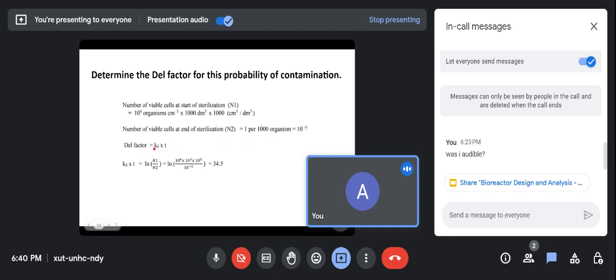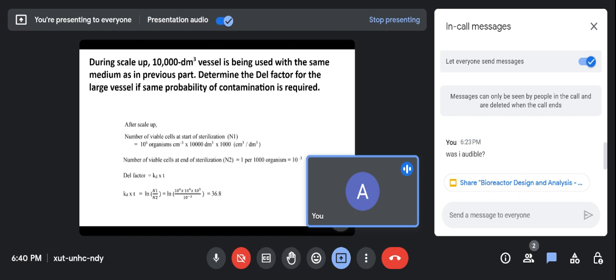So you know del factor is equal to Kd into T, and that is equal to natural log of N1 by N2, which gives you natural log of 10 to the power 6 into 10 to the power 3 into 10 to the power 3 divided by 10 to the power minus 3. So what you get is 34.5. So that is the del factor for this probability of contamination.